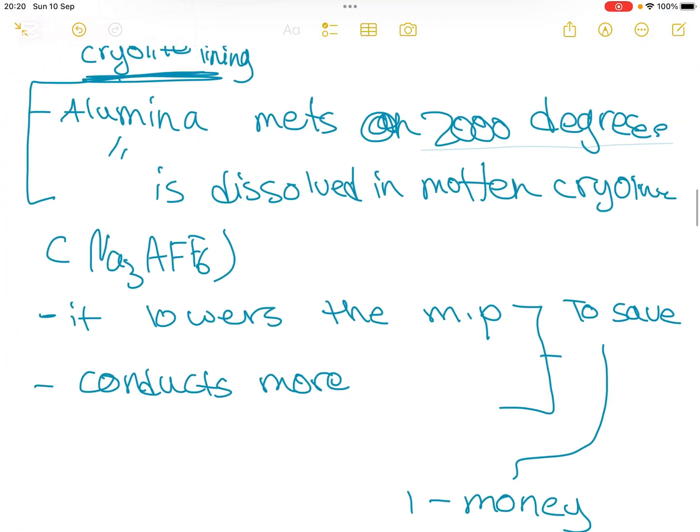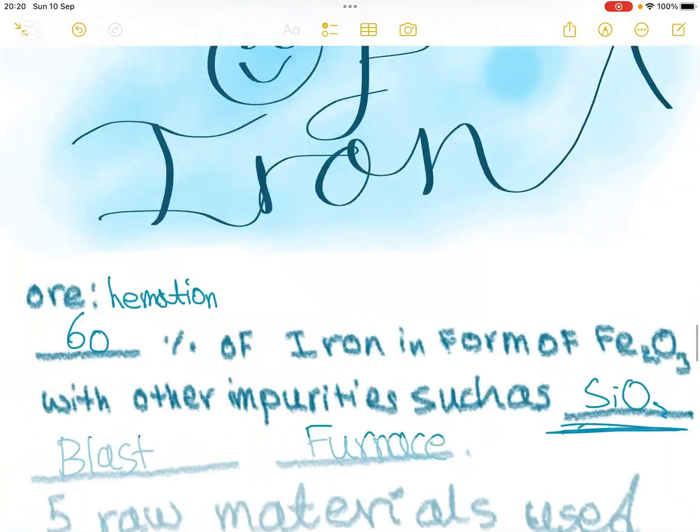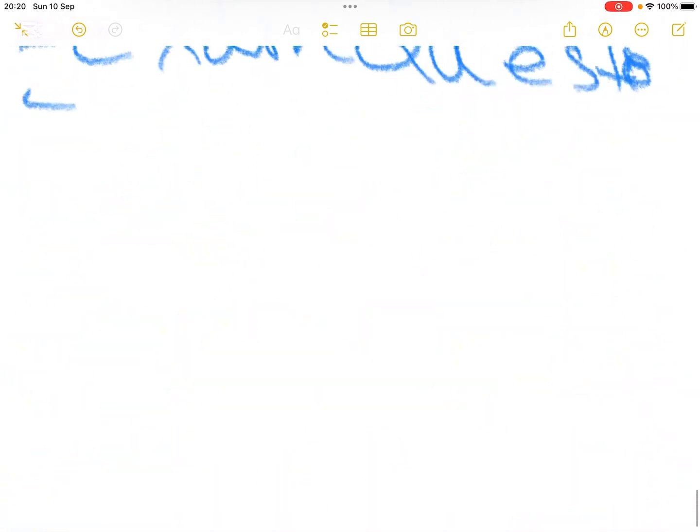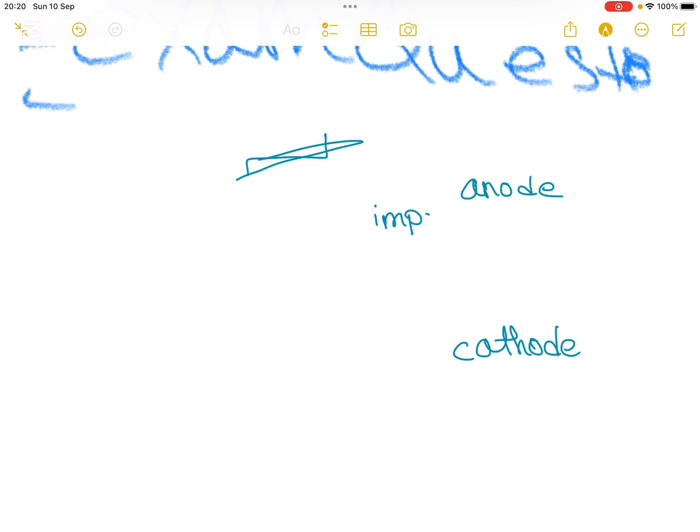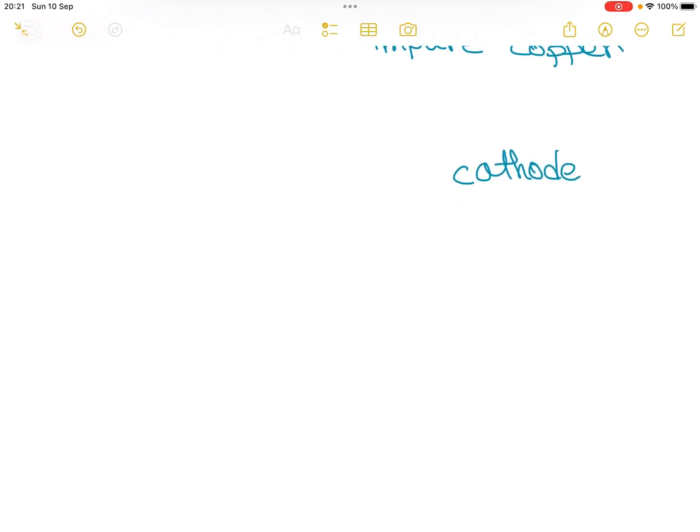So basically, here in this thing, you can say that it's electrolysis, right? So we have the anode, and we have the cathode. And at the anode, we have impure copper. The anode is made of impure copper, zinc, and silver combined, so it's impure. And the cathode is made of pure copper.